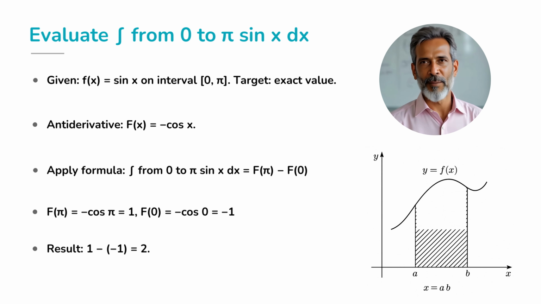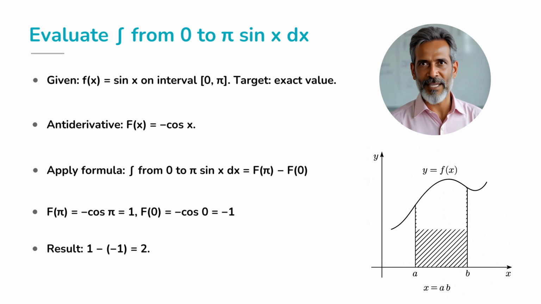Let's solve an example together. Evaluate integral from 0 to pi of sin x dx. Step 1. Antiderivative of sin x is negative cos x. Step 2. Apply the formula. So, integral from 0 to pi of sin x dx equals capital F of pi minus capital F of 0. That is, negative cos pi minus negative cos 0.